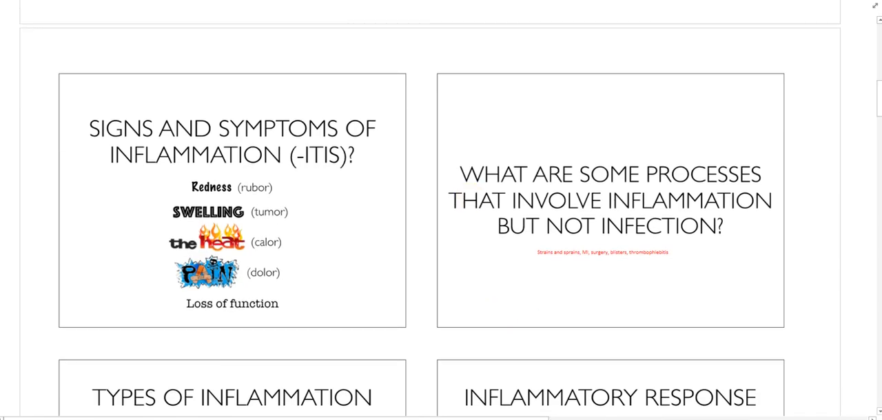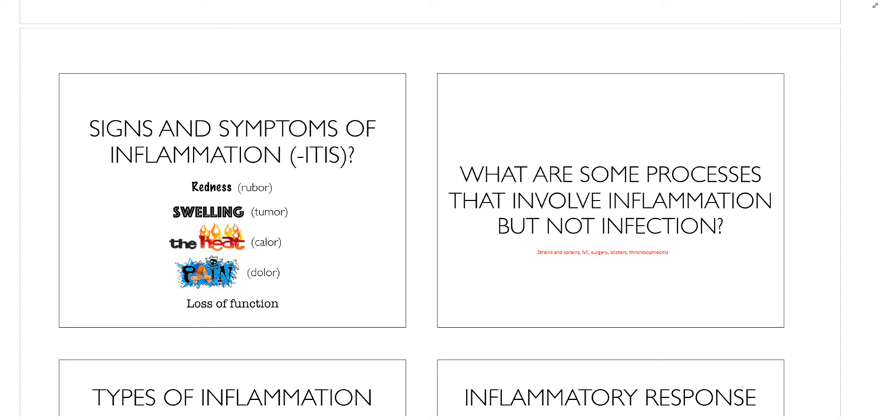So we have the cardinal signs and symptoms of inflammation, and anytime you see the suffix itis, it means inflammation of whatever the root word was. So we have redness, which is rubor, swelling, which is tumor, heat or warmth, which is calor, and pain, which is dolor, and then there's also loss of function. Pretty typical signs and symptoms of inflammation.